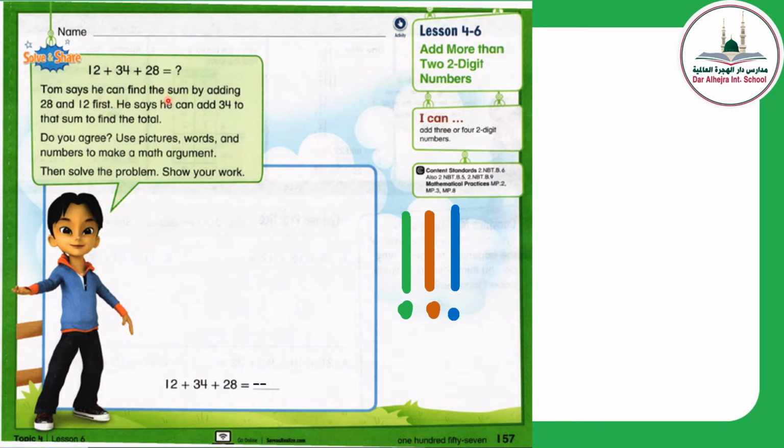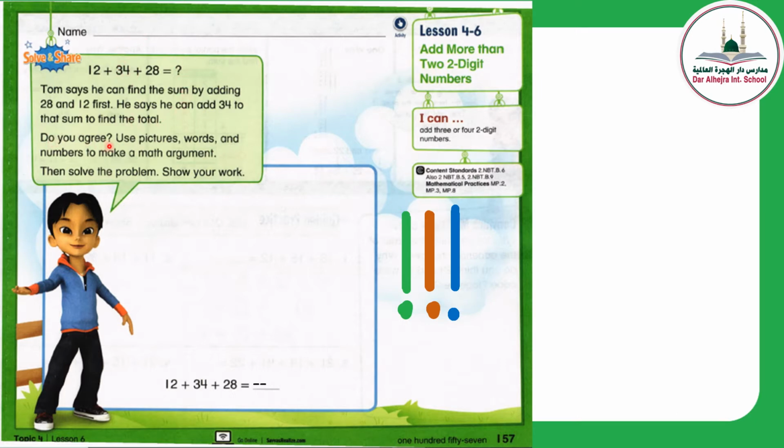Tom says he can find the sum by adding 28 and 12 first. That means he's saying that he won't be adding all three two-digit numbers together. Instead, he will be adding two of them first. He says he can add 34 to that sum to find the total. That means he will be adding 12 to 28, and once he gets the sum of these two numbers, he will be adding the third number, that's 34, to that sum to get his final total.